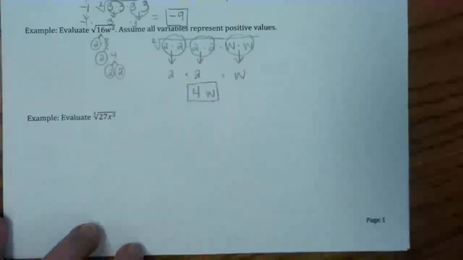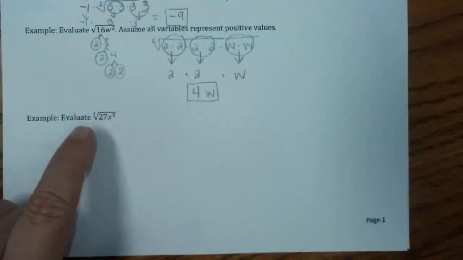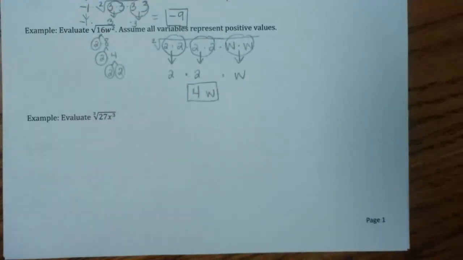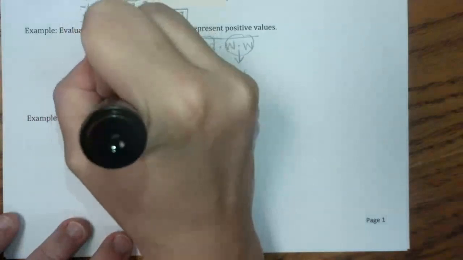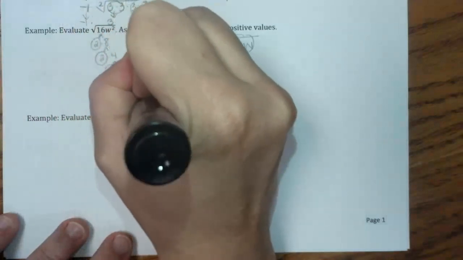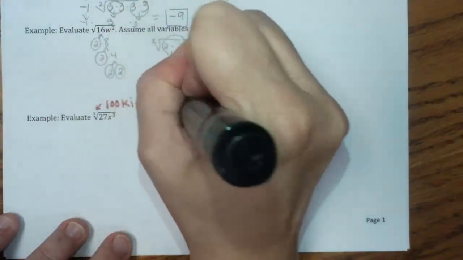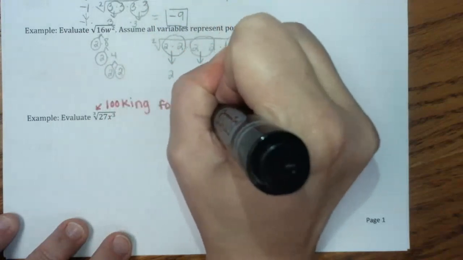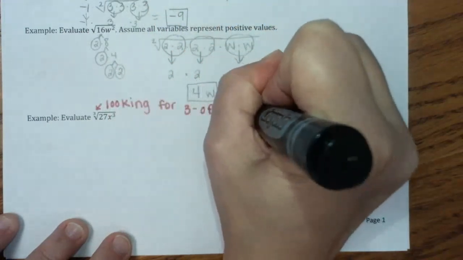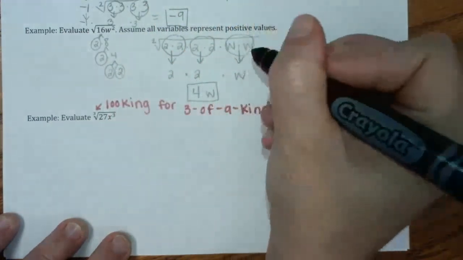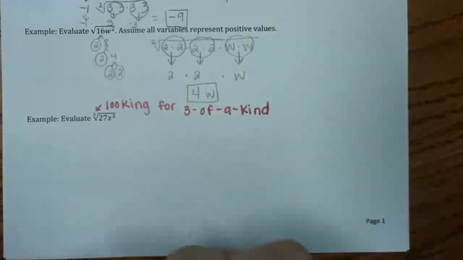All right, so next we have to evaluate the cubed root. This time we have a 3 of 27x cubed. Because of that index of 3, now we are looking for 3 of a kind. Just like up here, if we had 2 of a kind, it came outside the radical. Now if we have 3 of a kind, it's going to come outside of the radical.